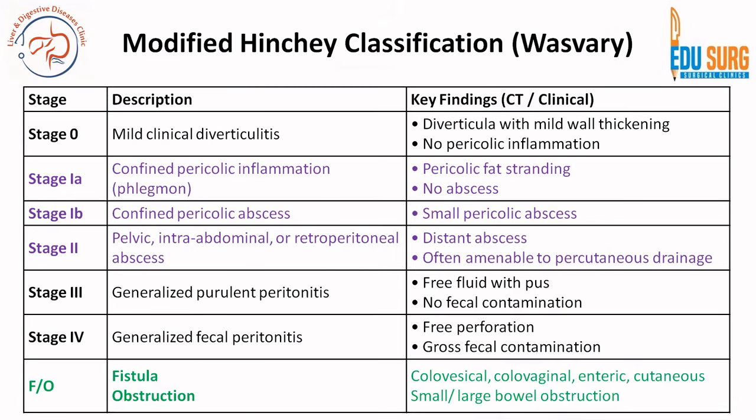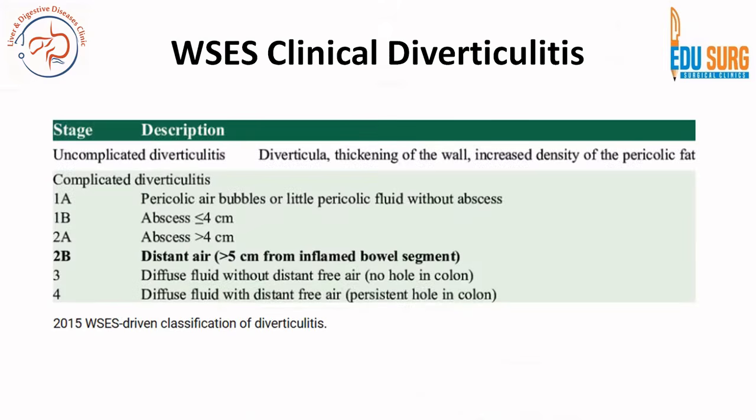And F and O are fistulas, which can be colovesical, that is between colon and urinary bladder, colovaginal, that is with the vagina. Then you can have coloenteric and you can have colocutaneous, right? So all these fistulas are possible. Obstruction can be small or large bowel obstruction. So that is the modified Hinchey's classification, the final classification that you usually see in your exams.